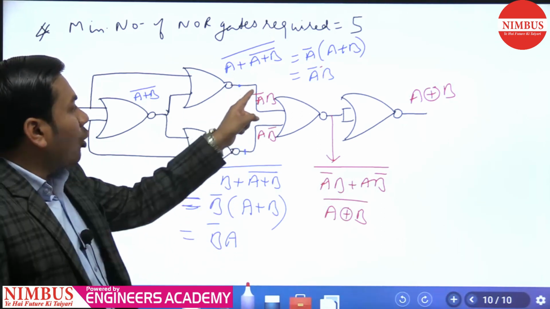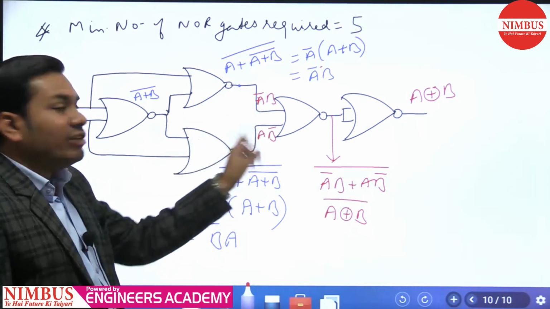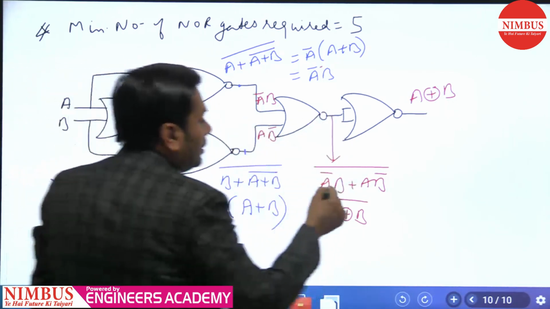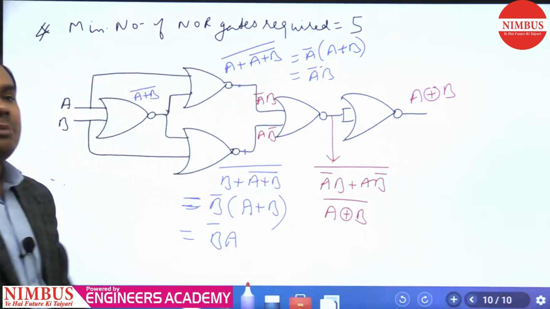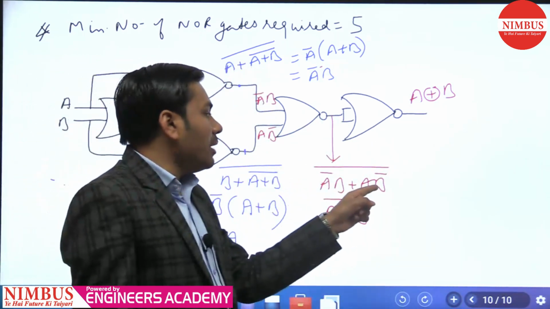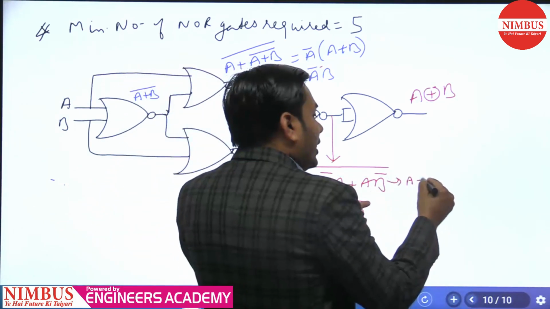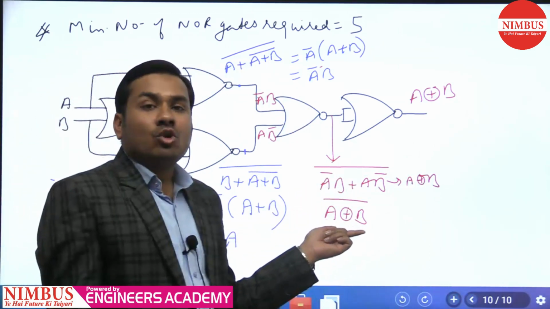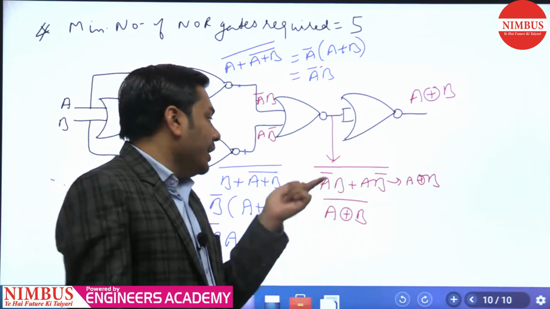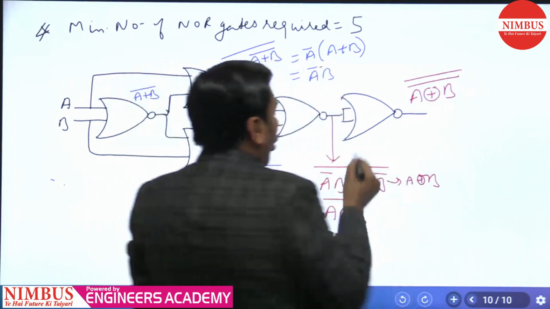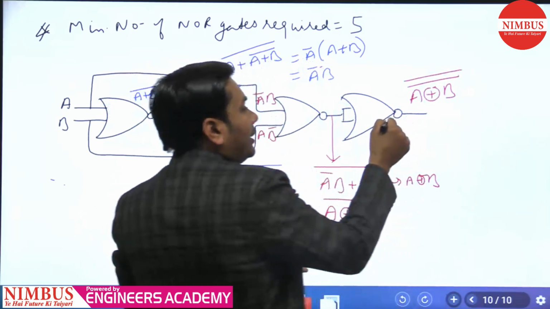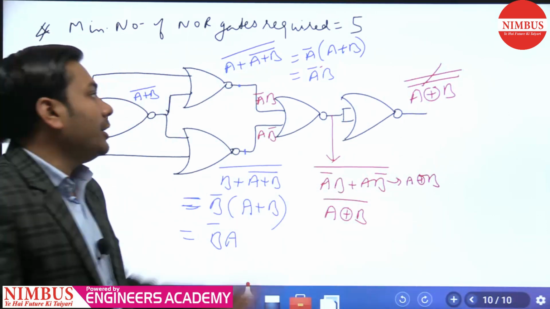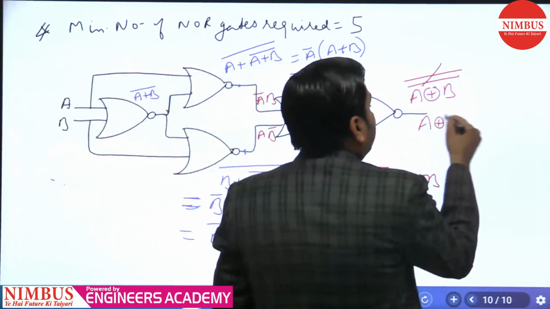So finally at the output of this we are having A bar B, for this one we have A B bar, and at the output of this NOR gate we are having A bar B plus A B bar whole bar, that is the complement of A XOR B. And if we want to remove the complement, we have to complement it again, so we add a NOR gate to complement it, and after this we are getting A XOR B.